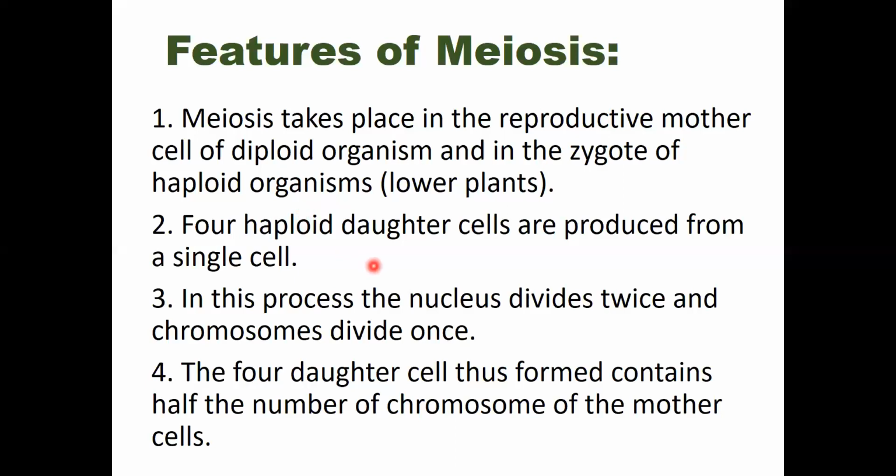Another feature of meiosis cell division is that 4 haploid daughter cells are produced from a single cell. In case of mitosis, 2 daughter cells are produced, but in case of meiosis, 4 haploid daughter cells are produced. The third one is, in this process, the nucleus divides twice and the chromosome divides once. I will explain this feature, so don't worry. And the fourth one, the 4 daughter cells thus formed contain half the number of chromosomes of the mother cell.